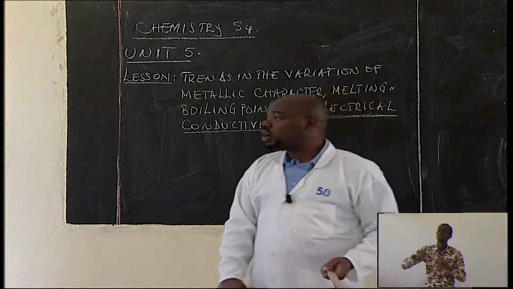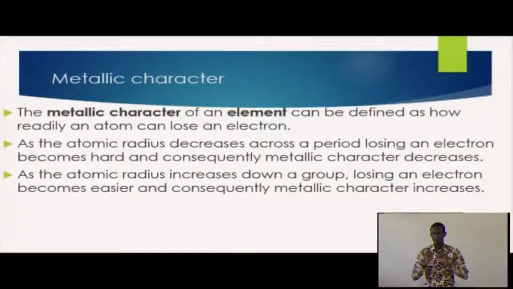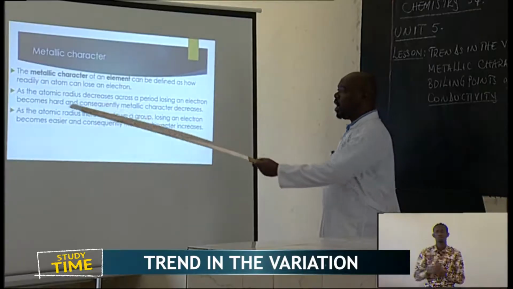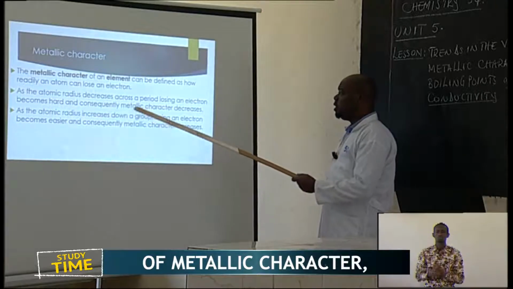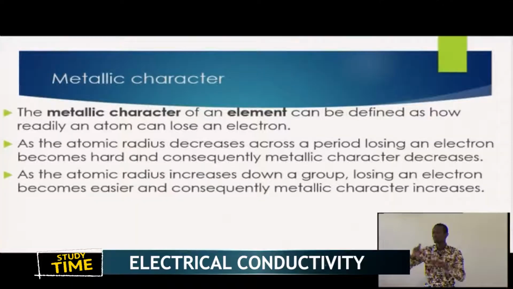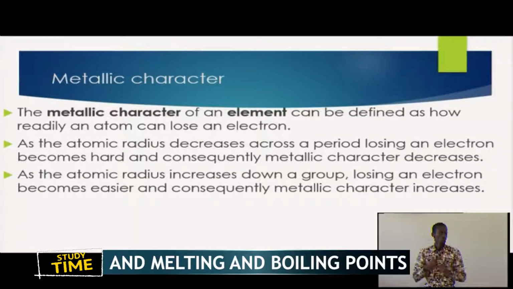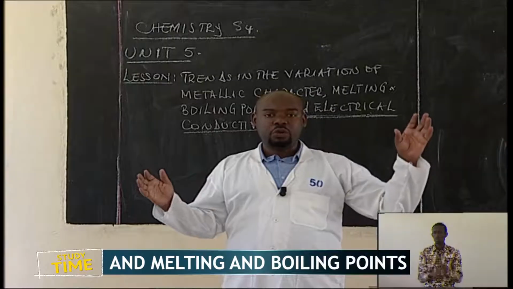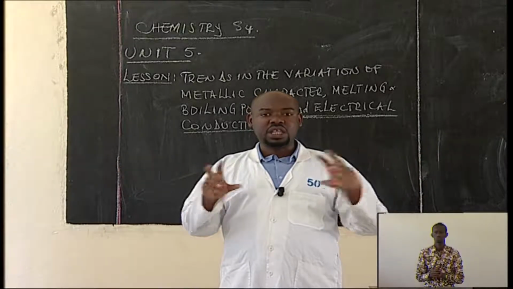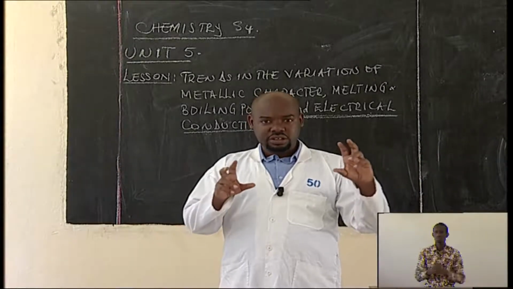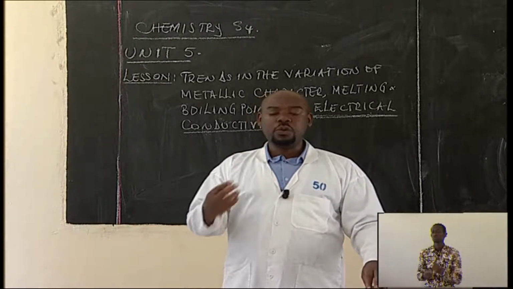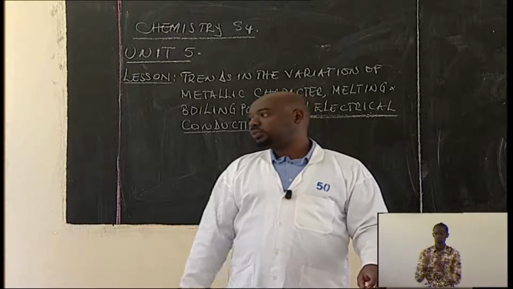So as we move across the period, the atomic radius decreases, and then losing an electron will become hard, and consequently, metallic character will also decrease. And as you know, when we move from the left to the right, we move from metals to non-metals. Why? Because the metallic character is decreasing. It is becoming harder and harder to remove electrons from atoms.